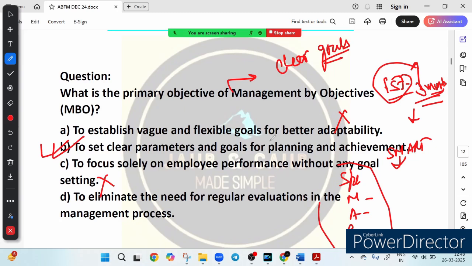Option D, to eliminate the need for regular evaluation. No, this is incorrect. For example, a company says once we set the goal, we don't need to check progress. MBO actually requires regular evaluation to ensure that goals are being met. Without checking progress, employees may lose direction.